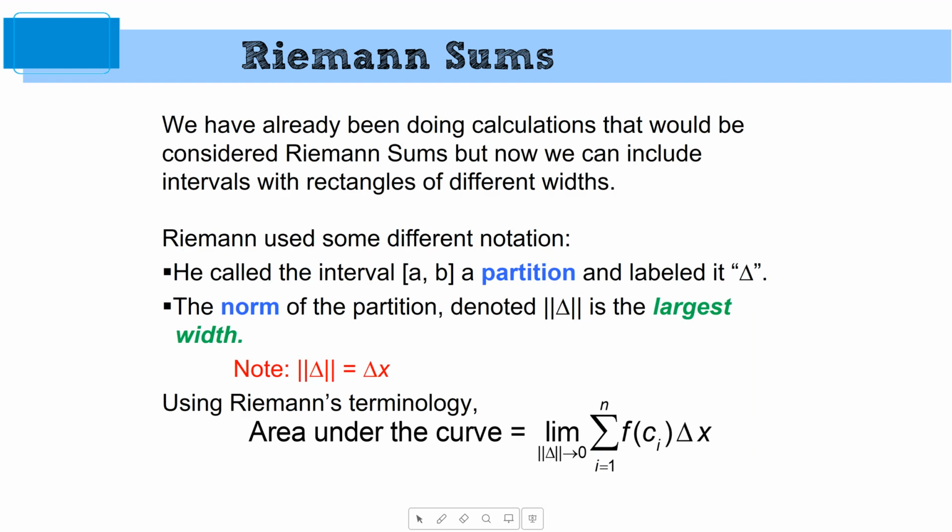So, Riemann says, well, what if we make the biggest rectangle go down to 0? And again, I'm going to repeat what I said before. If the biggest rectangle goes down to 0, then all the rectangles have gone to 0, and we have a perfect answer because we have an infinite number of rectangles. Are we okay with this?